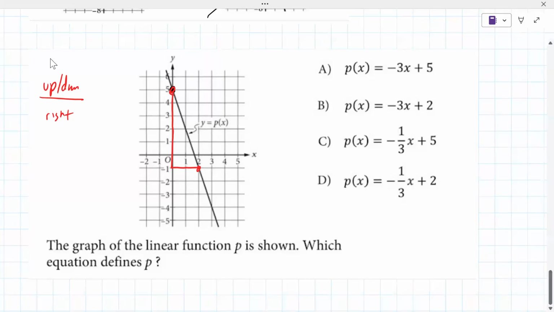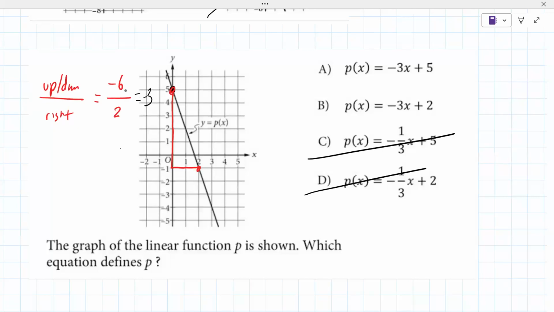That would be true if the up and down were on the bottom and the right were on the top, but it's not. Up and down is the top number, then right is the bottom number. Down means negative. So I can't cross anything out? Well, you can, that's what you're trying to do. So the slope here is -3. So that means it's either C or D.